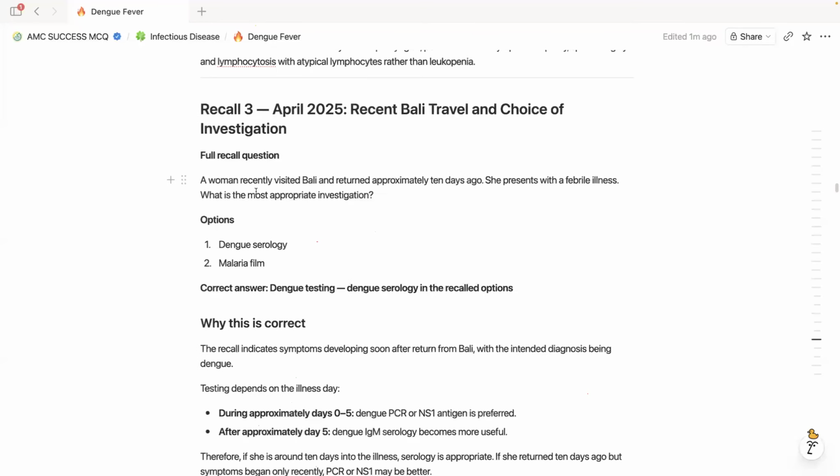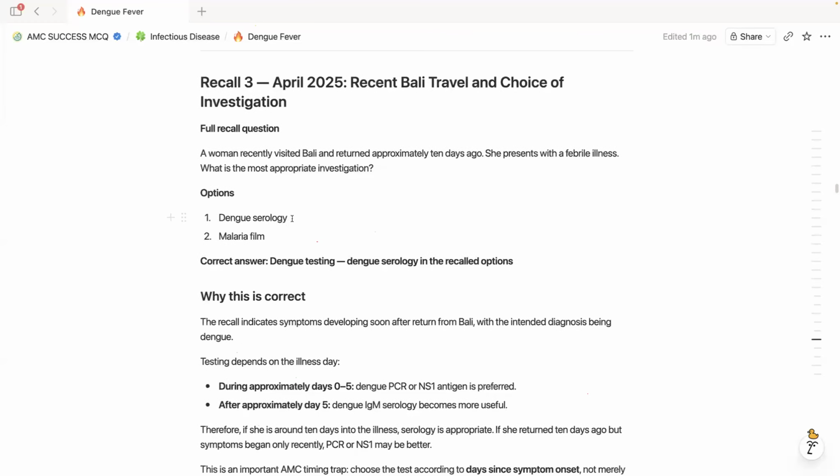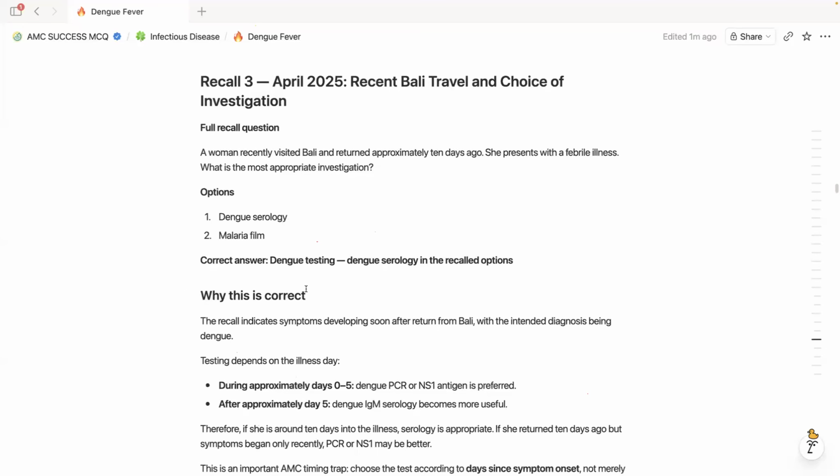The next is a woman who recently visited Bali and returned approximately 10 days ago. She presented with a febrile illness. Now, what's the most appropriate investigation? Dengue serology or malaria film? Serology, after 5 days we do serology.